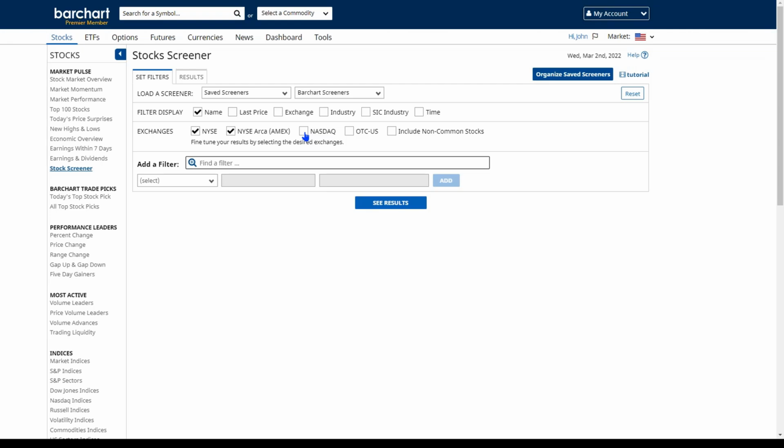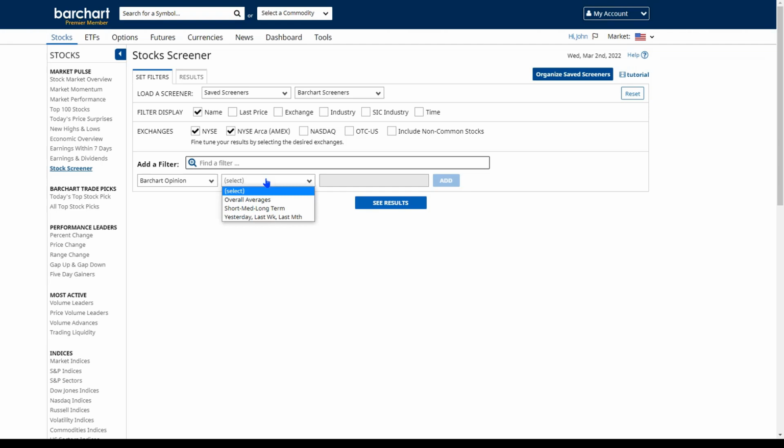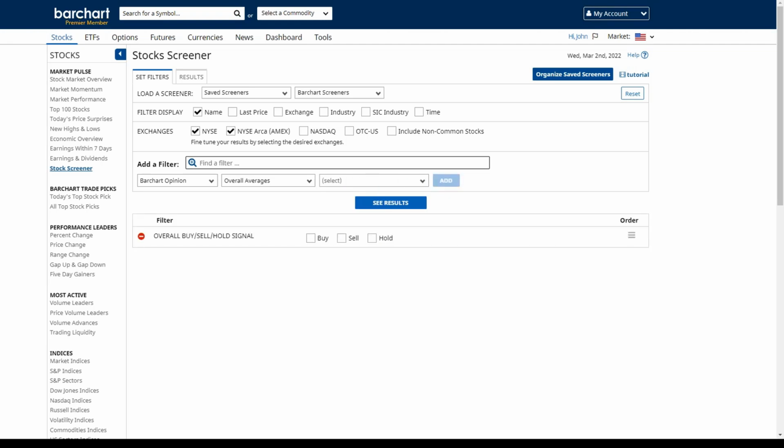All right, so at this point, I'm just going to do some simple screenings using our Barchart opinion, strength, and direction. So there's our Barchart opinion. And what do we talk about? Well, we want to look at our overall, right? That blend of long-term and short-term. And I'm just going to add this filter. So let's talk about this.